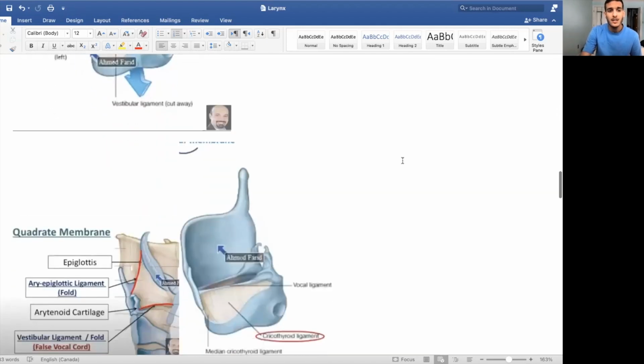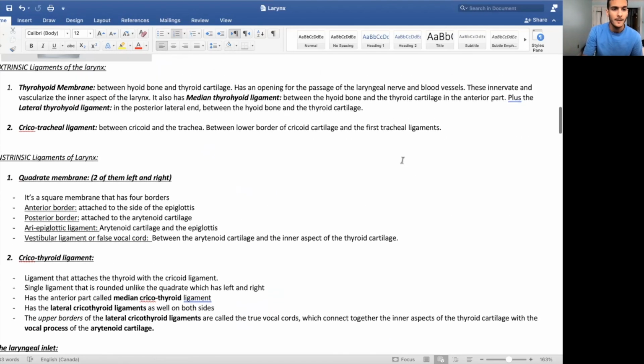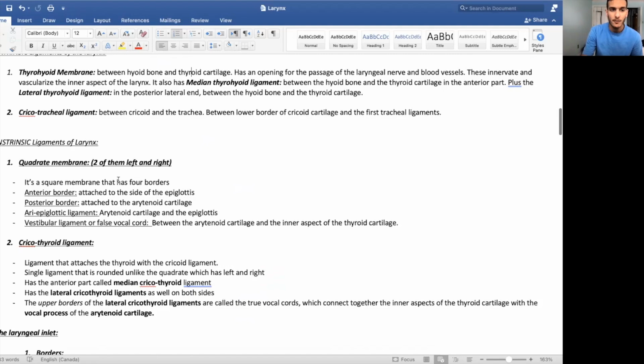Okay, so that's the quadrate membrane. And so we have two of those. We're just seeing the lateral one because it's closely related to the lateral plate of the thyroid cartilage. And we have a right quadrate membrane as well. And so they're each extending towards an arytenoid cartilage. We have two arytenoid cartilages, and so we see here only one, and so we have two quadrate membranes. All right. So that's for the first membrane.